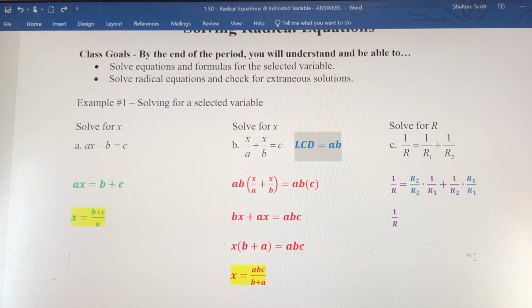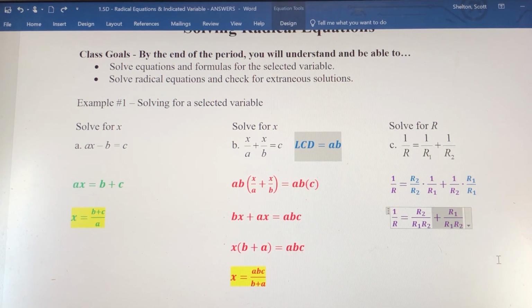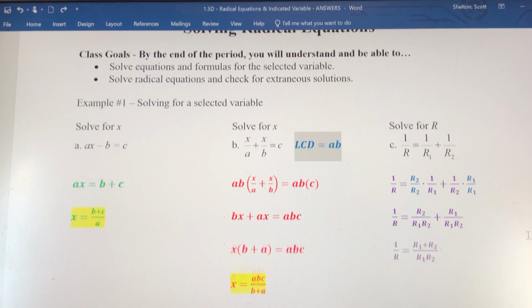Left side's still going to be 1 over R. R2 times 1 is R2, divided by my common denominator R1, R2. 1 times R1 is R1 over my same common denominator, all right? So on the right side now, I've got two fractions with the same denominator, so I can combine those numerators, and I get 1 over R equals the sum of R1 and R2 over the product of R1 and R2, okay?